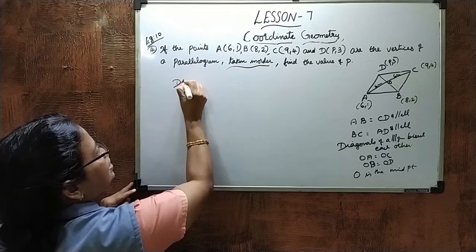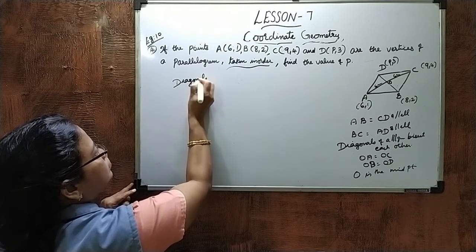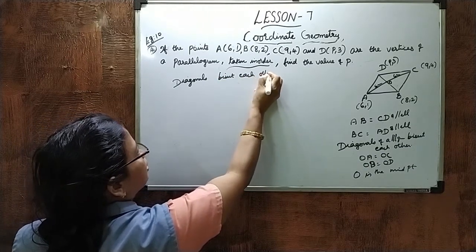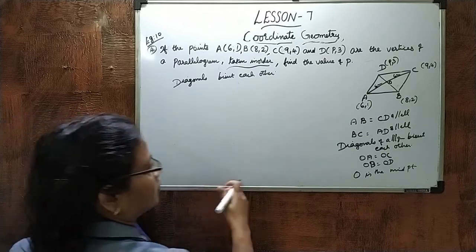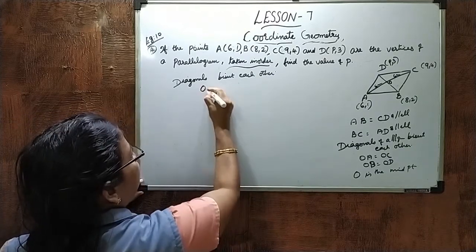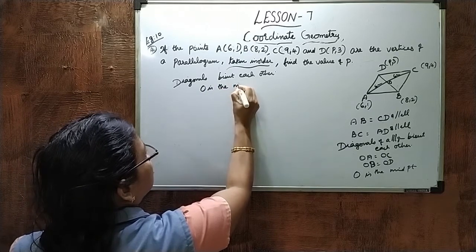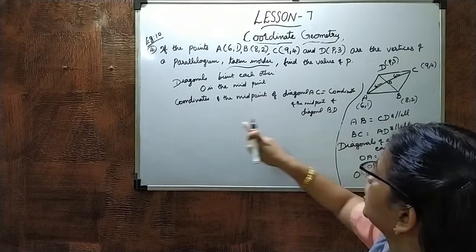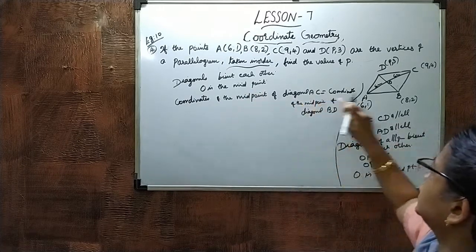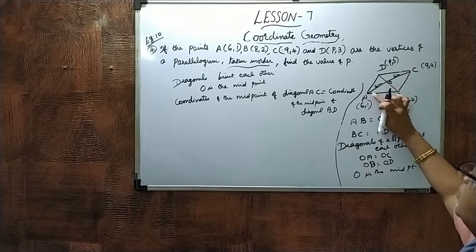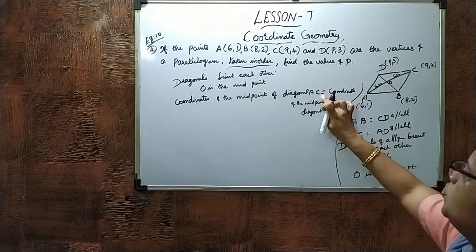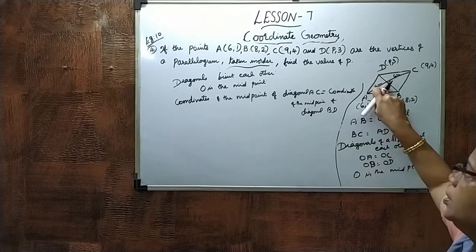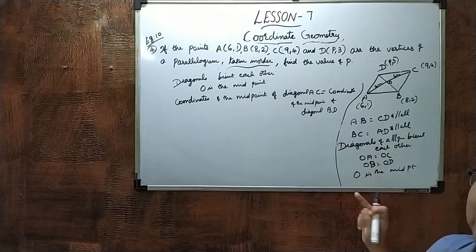So diagonals bisect each other. Then O is the midpoint. So O is the midpoint means what we can say? Coordinates of the midpoint of diagonal AC should be equal to coordinates of the midpoint of the diagonal BD. Both the midpoints should be equal.